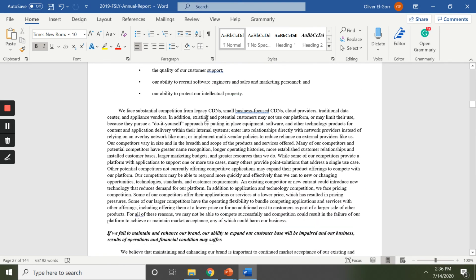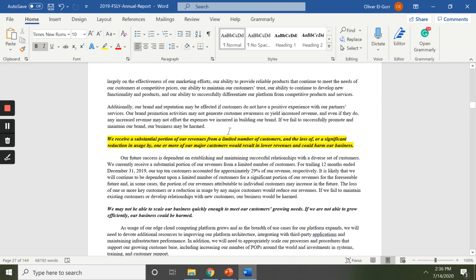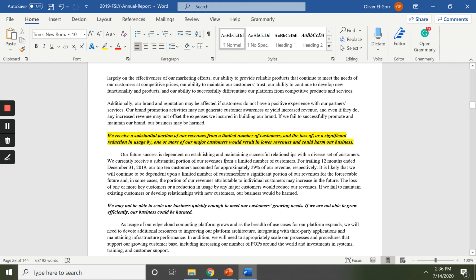I'm not going to go through every single one of these because it is a lot of information, but I have highlighted a few which would be very useful to a prospective investor. We receive a substantial portion of our revenues from a limited number of customers, and the loss of or a significant reduction in usage by one or more of our major customers would result in lower revenues and could harm our business. Now that's very important.